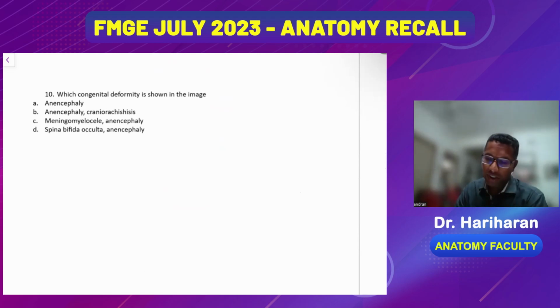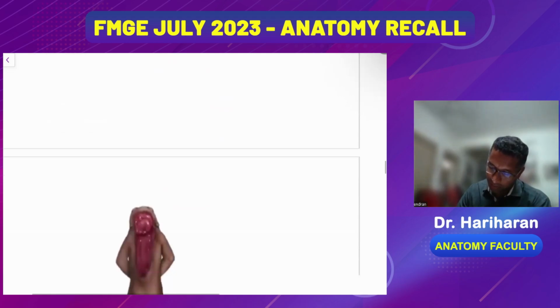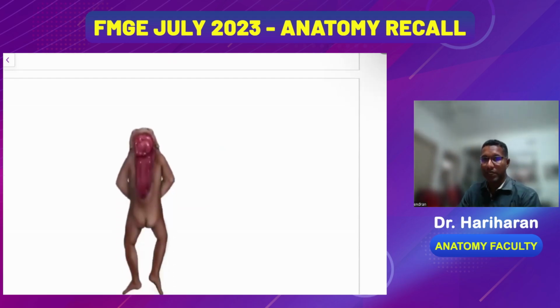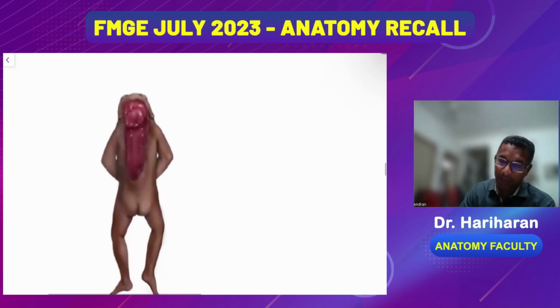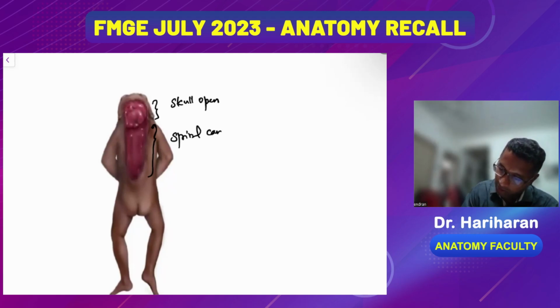Which congenital deformity is shown in this image? We'll go to the image first. Here you can see a child image is given, and the posterior part of the skull is opened, the brain is atrophied and exposed, and the entire spinal cord is open. So the skull is open and the spinal canal is open. Why does this happen and what is this condition called?